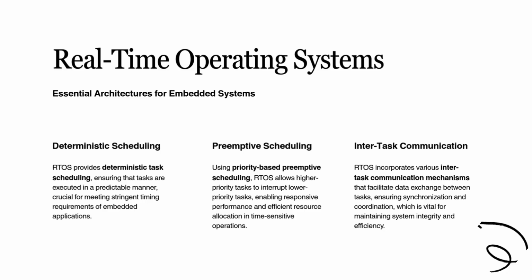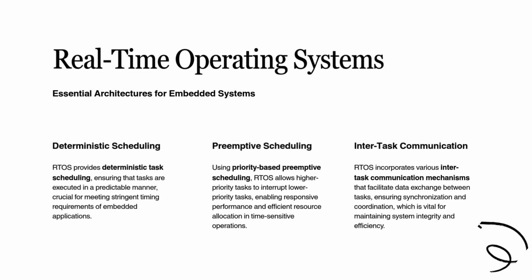Next, we have preemptive scheduling. This allows higher priority tasks to interrupt lower priority ones, ensuring the critical operations receive the necessary attention promptly. It's like giving an ambulance right of way in traffic to ensure it reaches its destination as quickly as possible.